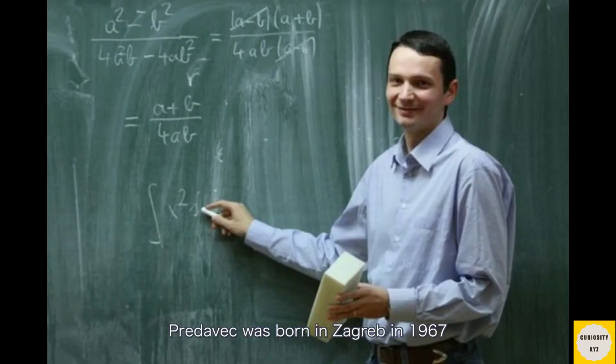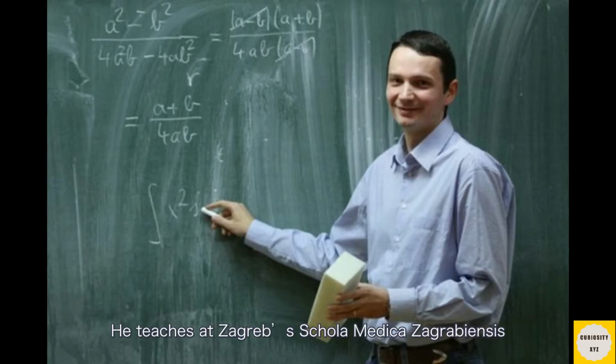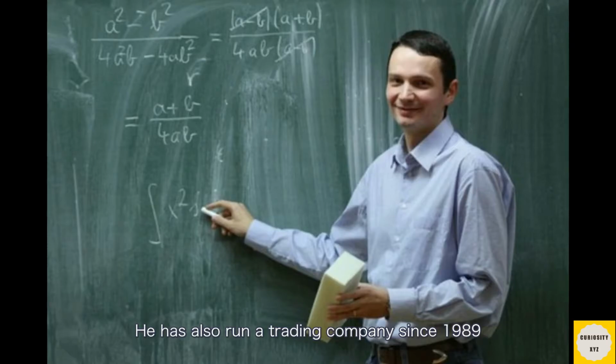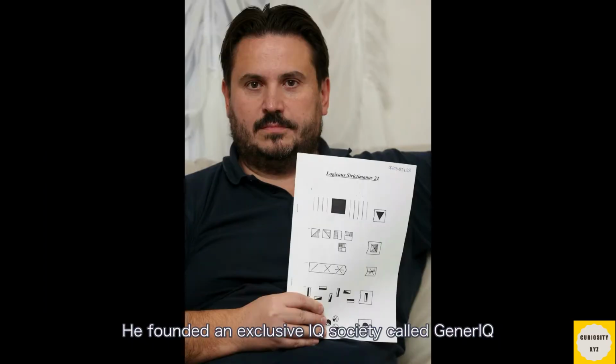Predavec was born in Zagreb in 1967. He teaches at Zagreb's Škola Medica Zagrabiensis. He has also run a trading company since 1989. He founded an exclusive IQ society called Generic, which is part of his broader IQ network. He says taking tough intelligence tests is his favorite hobby.